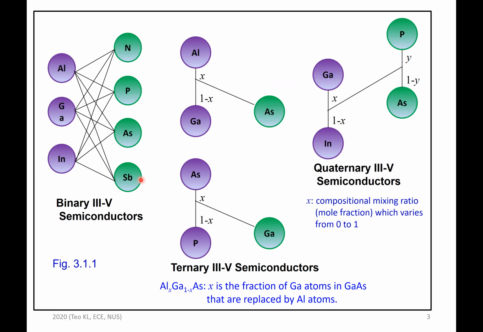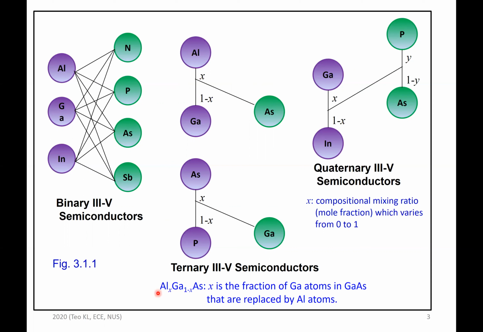Now, the other way to form a III-V semiconductor alloy is to make use of 3 elements from the periodic table. So we call this the ternary III-V semiconductors. For example, 2 group 3 elements in the periodic table, aluminum and gallium, and 1 group 5, which is arsenic. So you form aluminum gallium arsenide.